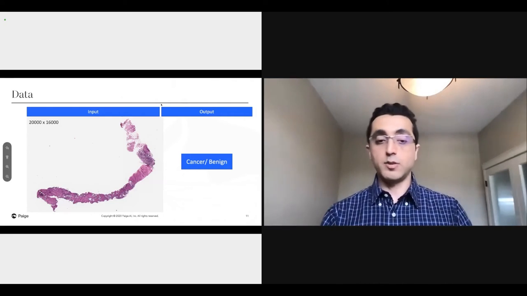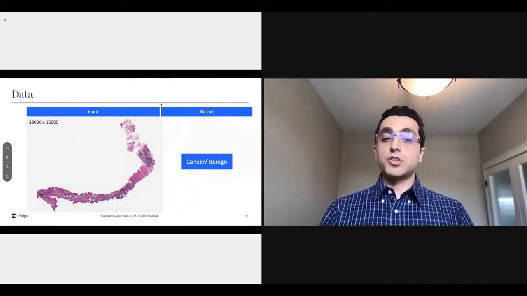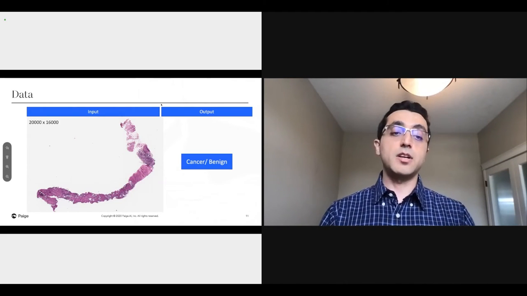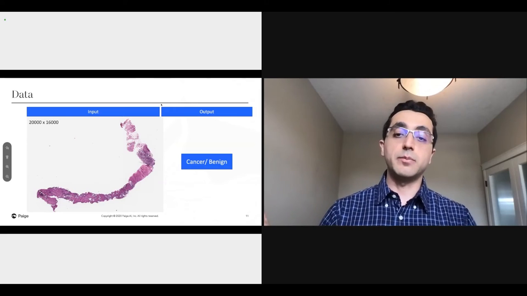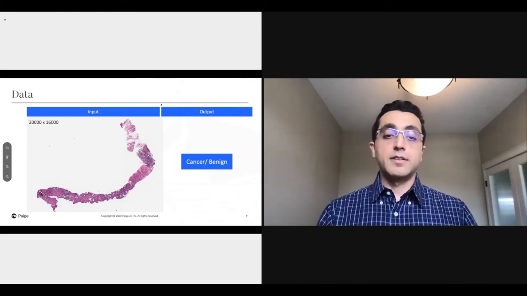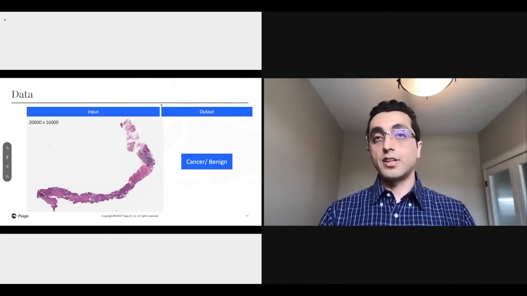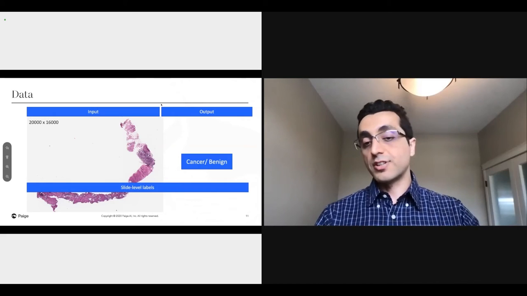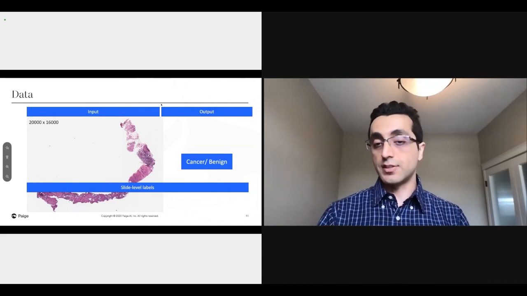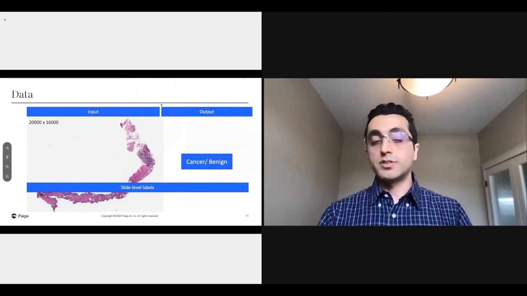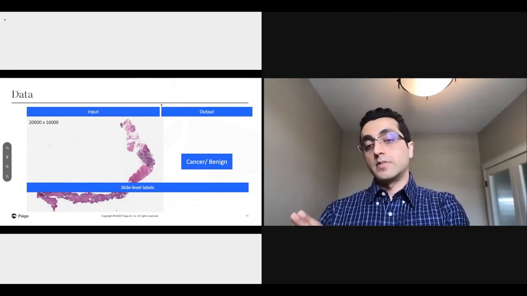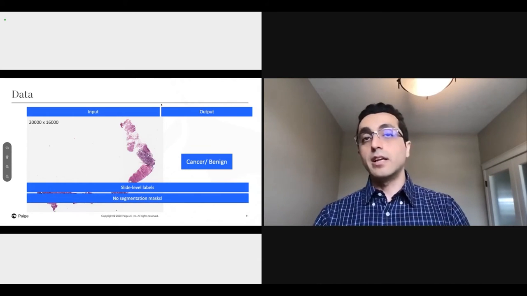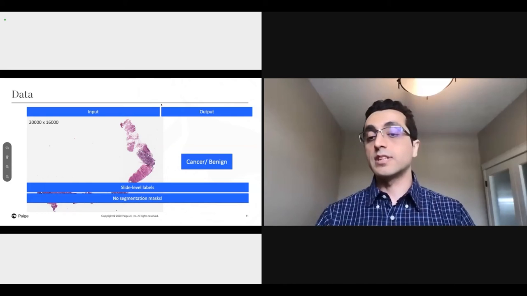So for PAGE prostate, we have a large data set composed of huge slides, in this case 20,000 by 16,000, and only one binary label. So we have a huge slide, and we just say if the entire slide is cancer or benign. We don't know what the segmentation mask is or which region is cancer. We just know there is a cancer in this slide, because usually the pathology reports only include the outcome, not the locations. So we have slide level labels, and our slides are huge. We have no segmentation masks.